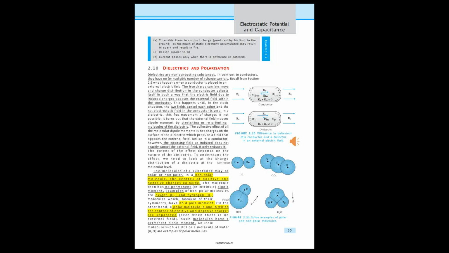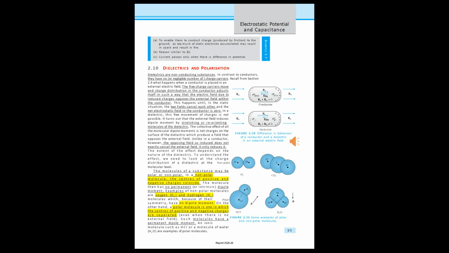To understand the effect, we need to look at the charge distribution of a dielectric at the molecular level. The molecules of a substance may be polar or non-polar. In a non-polar molecule, the centers of positive and negative charges coincide. The molecule then has no permanent, or intrinsic, dipole moment. Examples of non-polar molecules are oxygen, O2, and hydrogen, H2, molecules which, because of their symmetry, have no dipole moment.